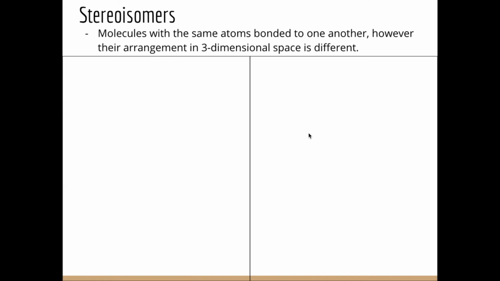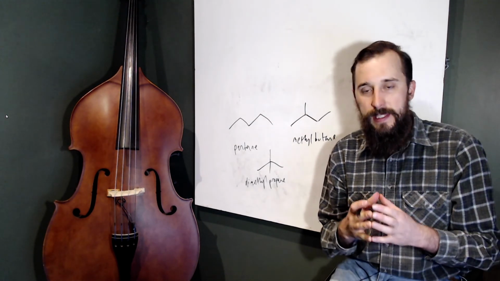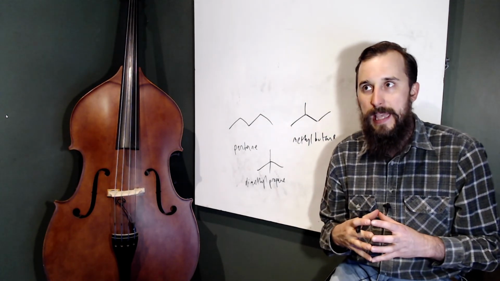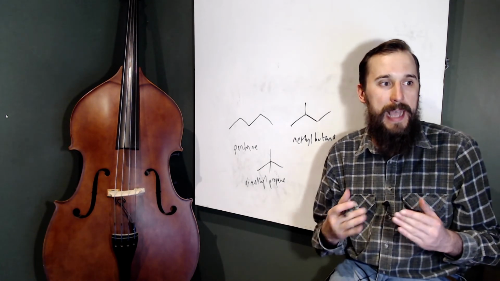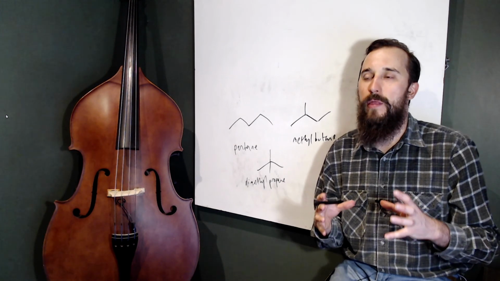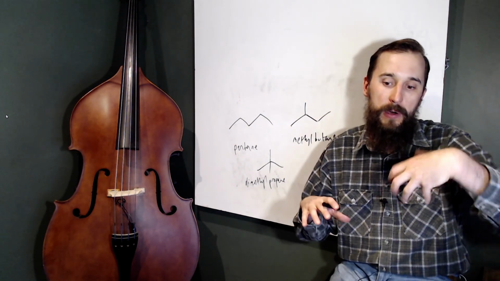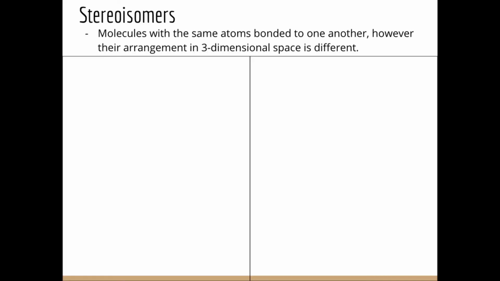Now our stereoisomers are a little bit different. They're a little bit more complicated to wrap your head around, but essentially they've got the same molecular formula and they've got the same structural formula really. They've got the same atoms bonded to one another. However, in three-dimensional space, those atoms are different and there's no way that you can rotate or flip it or move it to make it the same thing.